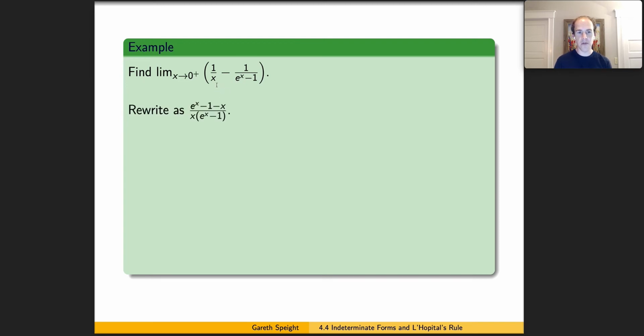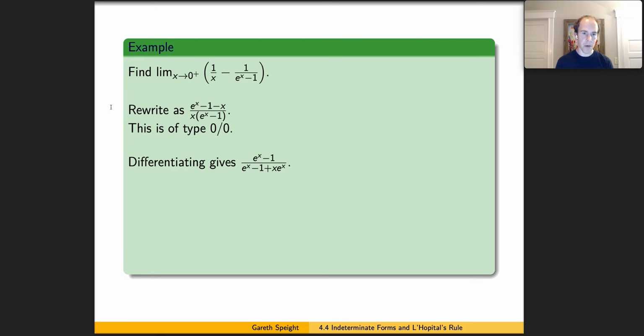Okay, so if I want to write it with a common denominator as x times e to the x minus 1, the top term we're going to have to multiply top and bottom by e to the x minus 1. The second term we're going to have to multiply top and bottom by x. So our new numerator is going to be e to the x minus 1 minus x. Okay, and now we can check as x goes to 0, the bottom clearly is going to 0, and the top is also going to 0. So this is now of type 0 over 0, so we can use L'Hopital's rule and do whatever we did before for the quotients, which was the case we started with.